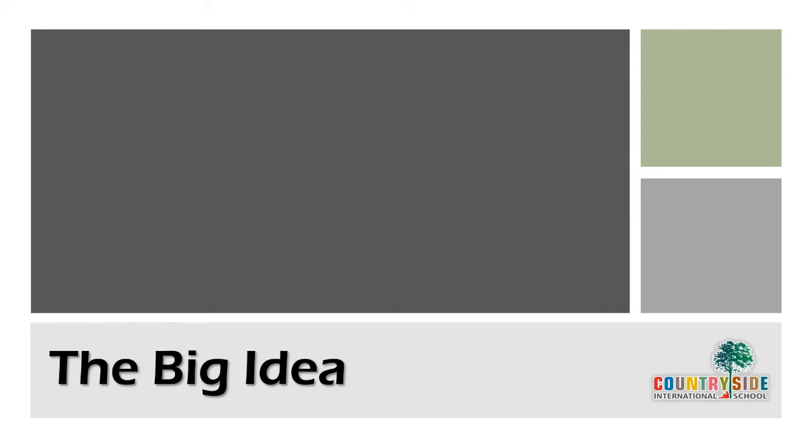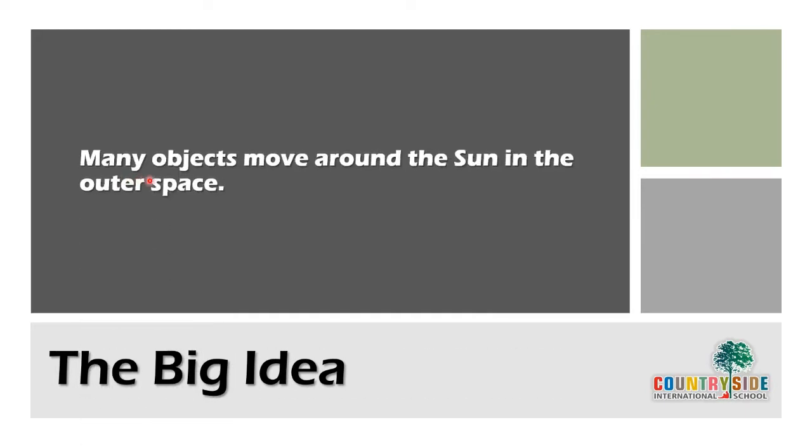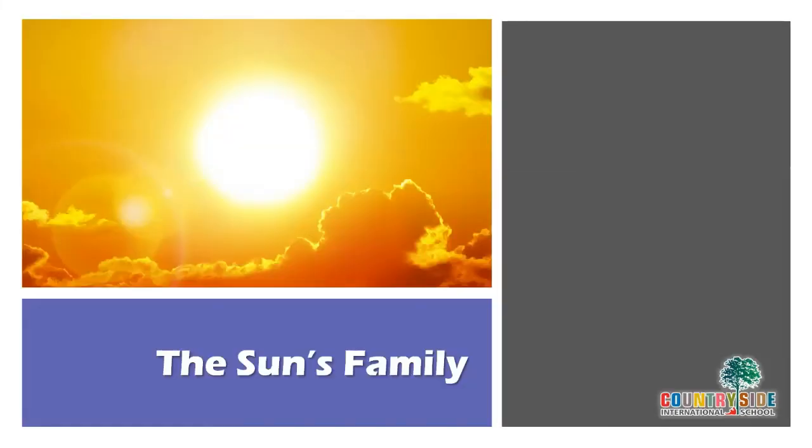The big idea of this chapter is many objects move around the sun in the outer space. That means in the space around the sun, there are many objects which move around the sun. Let's study about those objects. So in short children, we are going to learn about the sun's family. Like how we have a family, the sun also has a family.